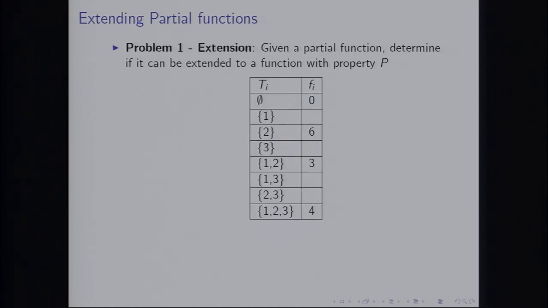Yeah, so we consider two problems. One is the extension problem. Here a partial function is given as an input, and we need to determine if it can be extended to a function with some property. For example, this is a partial function from the power set of 3 to real numbers. So the question is, can we fill the remaining entries so that the new total function has some property? The properties of interest which we have considered are coverage function, submodular, convexity, matroid rank.